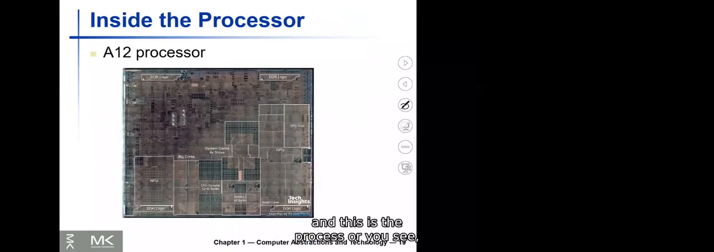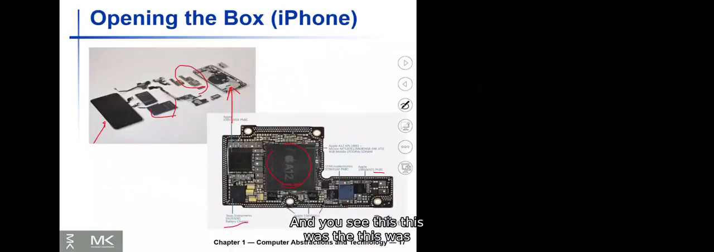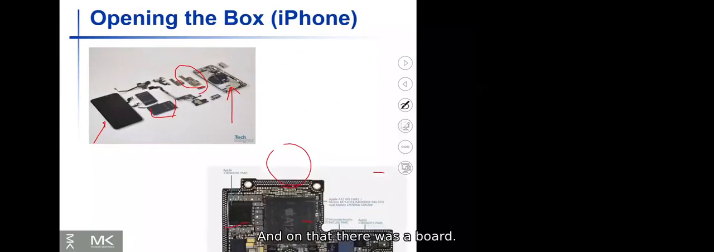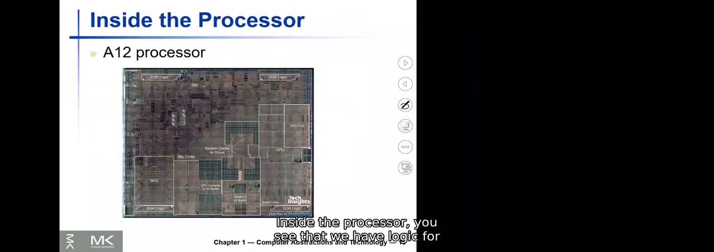There was a processor there, and this is the processor. So you see, we went from the top going down, in more detail. I guess we will stop here. This was the mobile phone, and on that there was a board. In the board there was a processor, and the processor is this. Inside the processor, you see that we have logic for accessing the DDR, double data rate DRAM, to talk with the DRAM. We have, for example, the cache here.